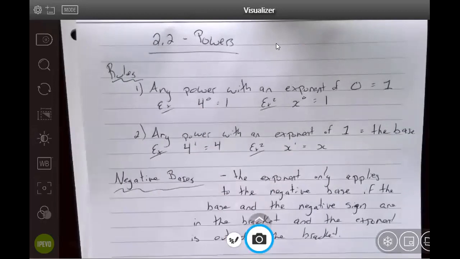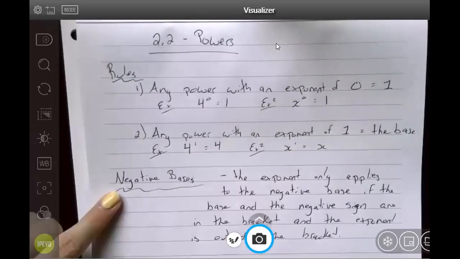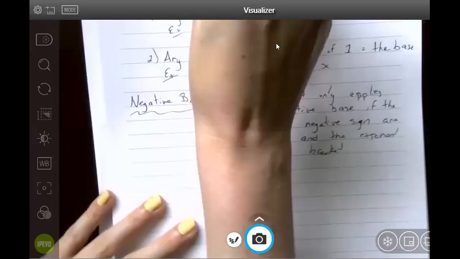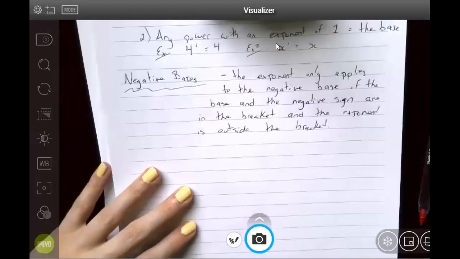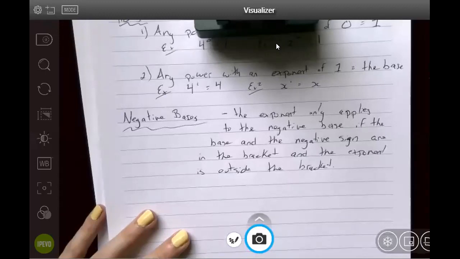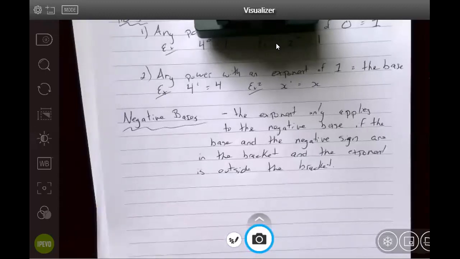Okay? I also want to go over how to deal with negative bases. So if you have a negative base, the exponent only applies to the negative base if the base and the negative sign are in the bracket and the exponent is outside of the bracket. If that's not the case, the negative sign won't move with the base. So we'll go through a couple examples to show you what I'm talking about.